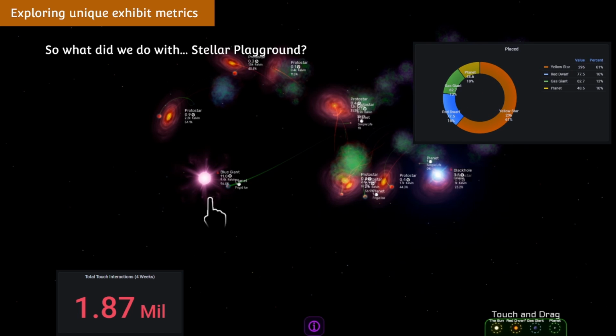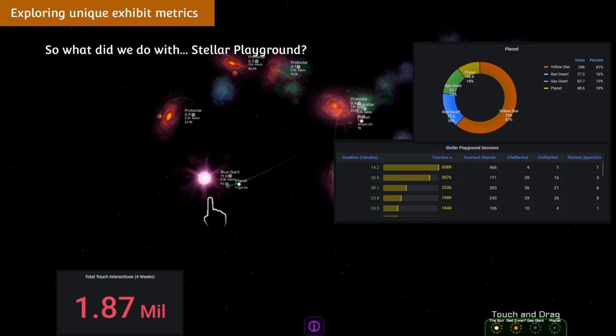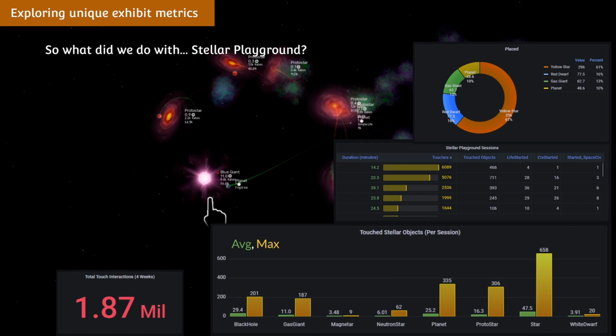But we could also track what particular item they were adding into the world. And so a lot of people were throwing in the yellow star as opposed to red dwarf or gas giant or planet. But we can go further than that and take a look at, like, if we sort this data based on touches, we can see the 14 duration session touching 400 some odd objects, and some hidden things of life started and civilizations created. Fun stuff. But we can drill down into the touched objects even more to get a little bit more of a perspective of how far people have gone in the total experience.